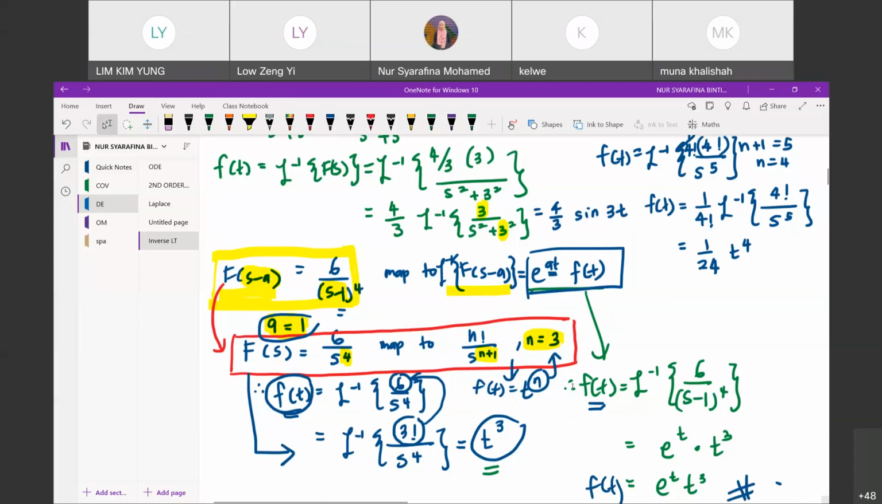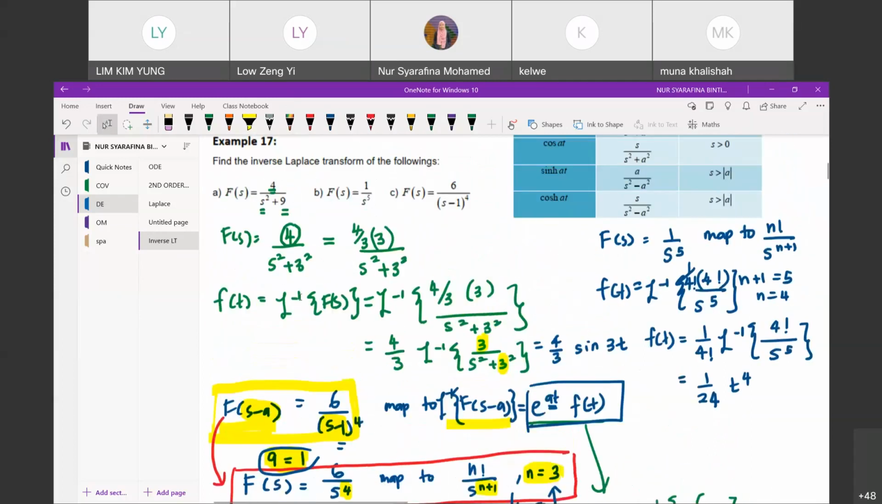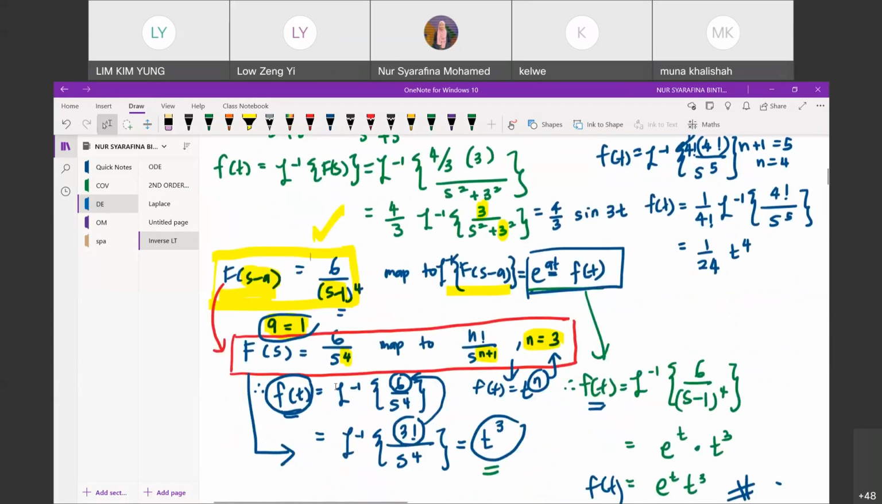All right. So basically, this comes from the table of transformation. Example A comes from the table of transformation. B also comes from the table of transformation. And C comes from the properties first. Once you understand the properties, you can just inverse transform directly from the table of transformation. Okay, so you need to understand the form of the function, the nature of the function itself.